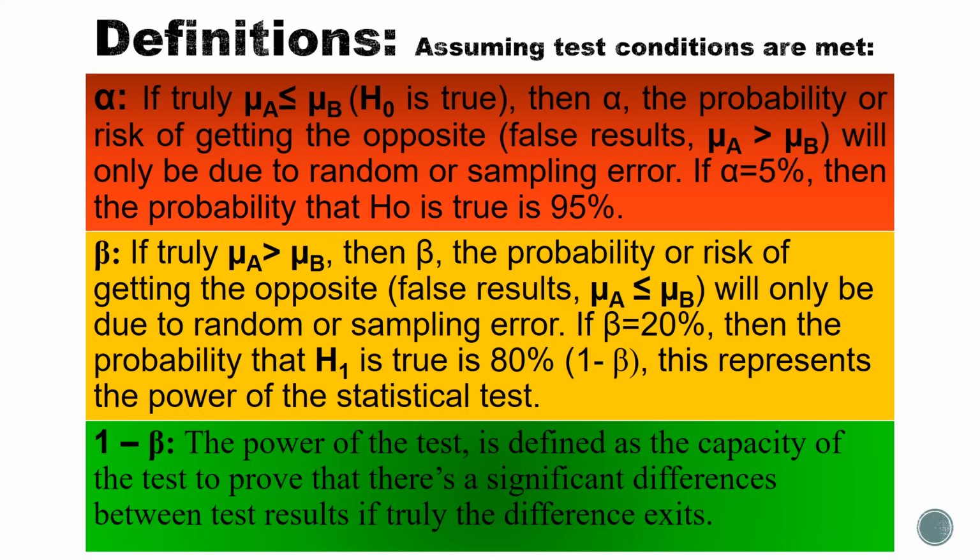Now, not the last, we still have something to look at, I guess. But just as I said, 1 minus beta is what we call the power of our test, or the test power. Now, the power of the test is defined as the capacity of the test to prove that there is a difference, in other words, a statistically significant difference between test results, if truly the difference exists in the actual population.